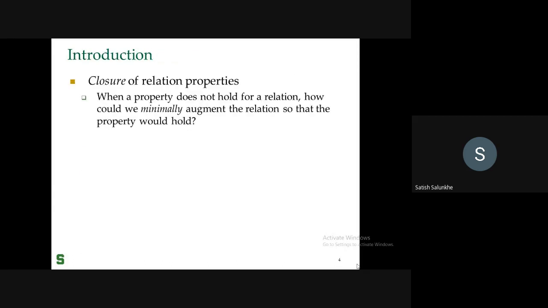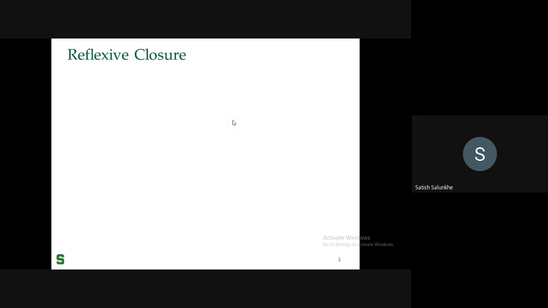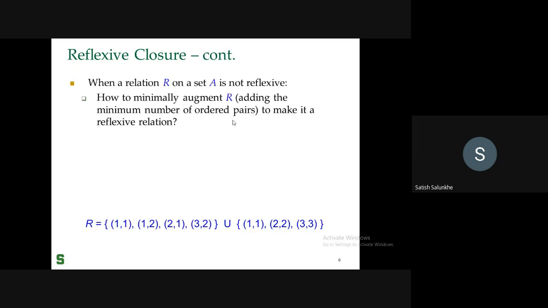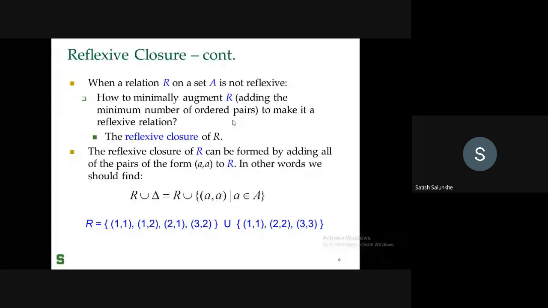So closure of a relation property is what? It is when a property does not hold for a relation, how will we minimally augment the relation so that it will satisfy that particular property. So reflexive closure, we already seen how to make a relation reflexive. Given relation R union with this delta, what is this delta? Delta is nothing but collection of all A comma A, where A belongs to set A. So this is your reflexive closure.